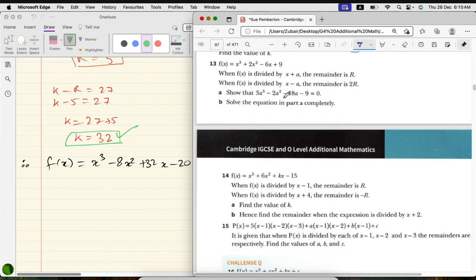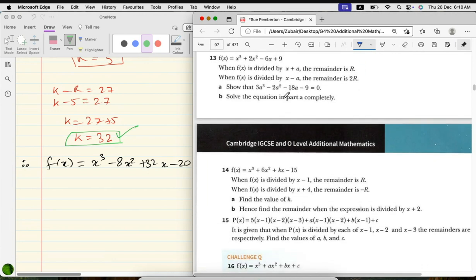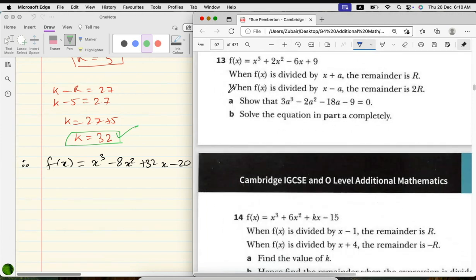Look at number 13. The polynomial is given: x cube plus 2x square minus 6x plus 9. When f of x is divided by x plus a, the remainder is r. When divided by x minus a, the remainder is 2r. Just like we did in 12, first we'll substitute minus a and put that equal to r, then plus a, put that equal to 2r. And ultimately we get the values of a and r by solving the simultaneous equations.